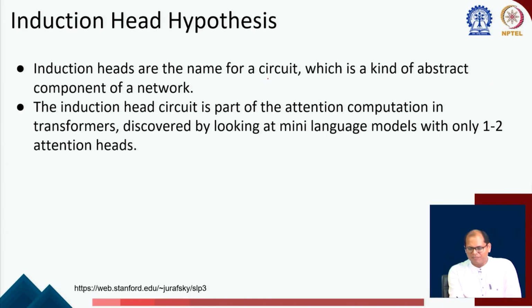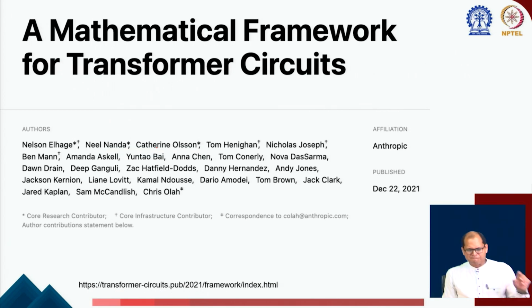So, this is the name of a circuit, a transformer circuit. So, some sort of abstract component of the transformer network, and it's part of the attention computation, and you can discover it just by looking at one or two attention heads. Right. So, we will just look at one or two layers in the transformer network. Okay. And this was the first paper that talked about that, from Anthropic. So, A Mathematical Framework for Transformer Circuits, and they talked about these circuits and the induction head hypothesis there.